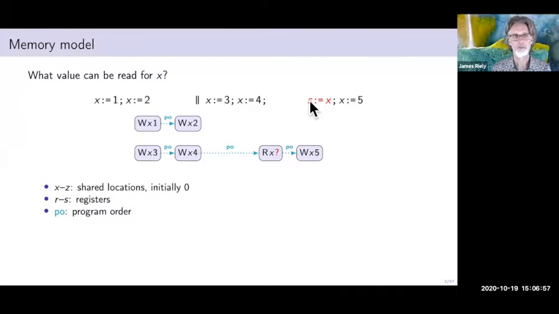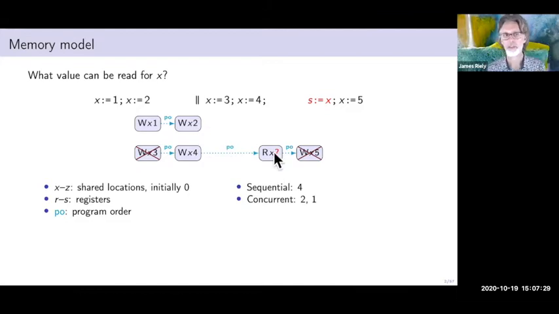So here I've got a bunch of writes, and the question is, what can we read at this point? Here we've got some shared locations, initially 0, some registers, and I'm showing you program order. If you think about it here, reading 5 would be bad because that's sort of reading from the future. Reading 3 is clearly bad too, because that's reading from the past. And so those things seem unreasonable, okay? But we could potentially read either 1 or 2.